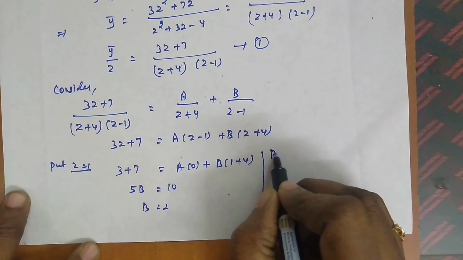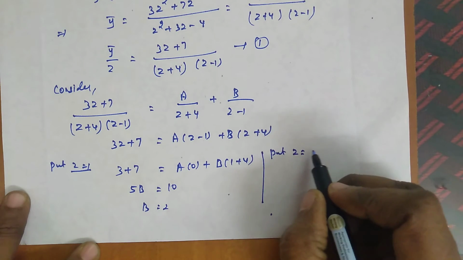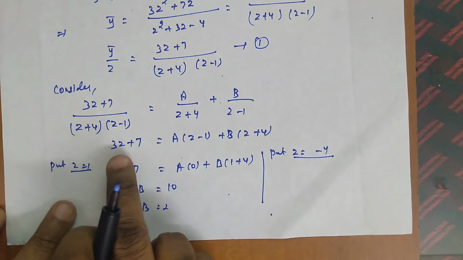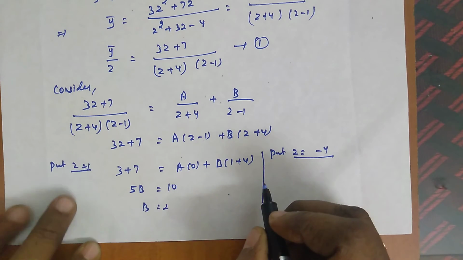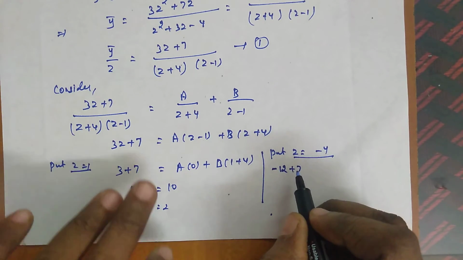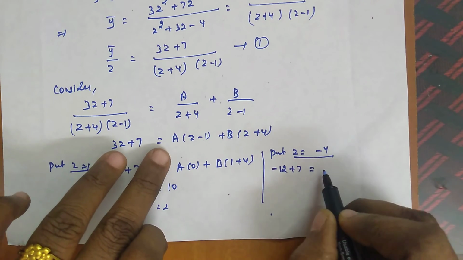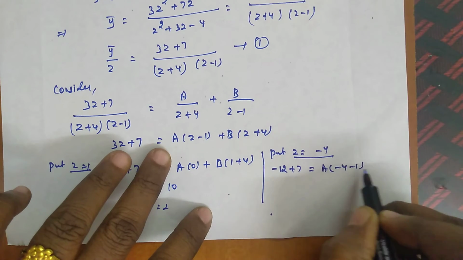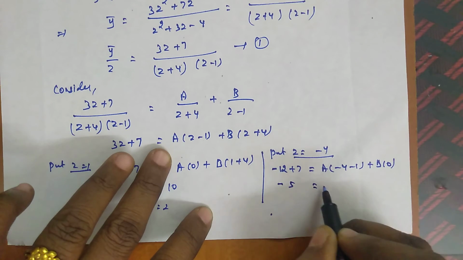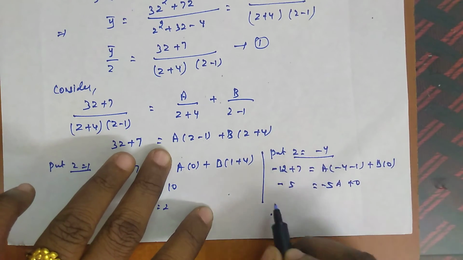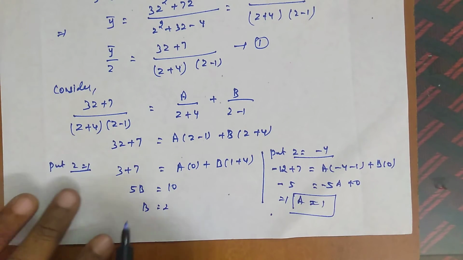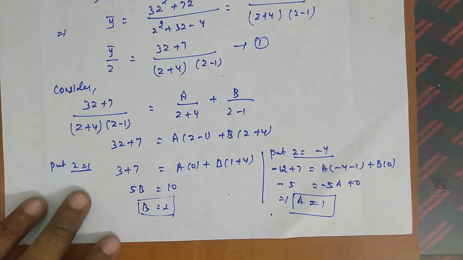Likewise, put z equal to minus 4. So what will happen? This term will become 0, and here it is minus 12 plus 7 equals a into minus 4 minus 1 plus b into 0. So this is minus 5 equals minus 5a plus 0, which implies a is equal to 1. So a equal to 1, b is equal to 2.